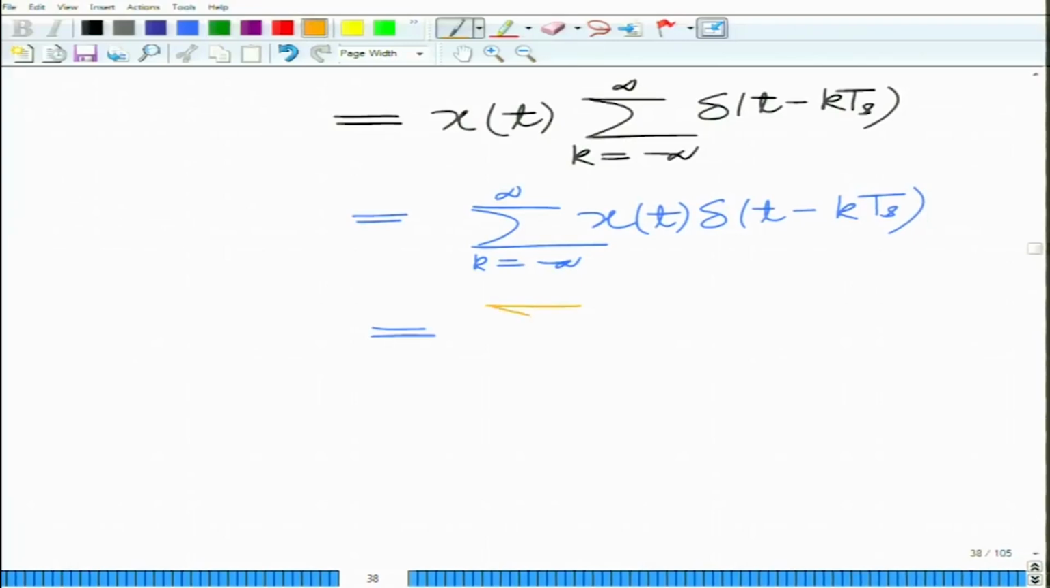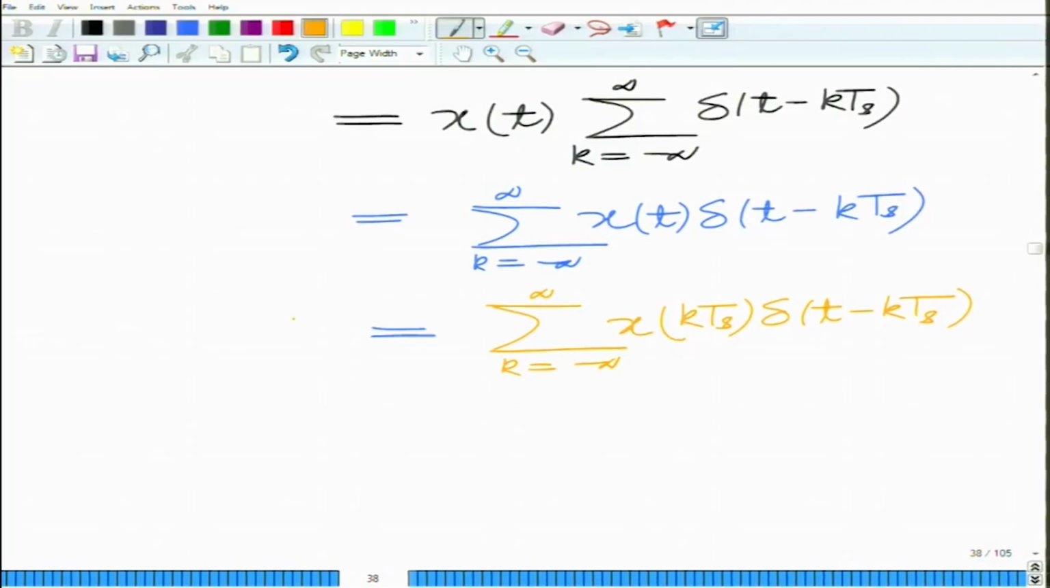So, for instance, they use the property that x t multiplied by delta t minus t naught is equal to essentially x t naught into delta t minus t naught. The impulse based at t naught, when multiplied by x t, extracts the value of x t at that value t naught. So, this is equal to summation k equals minus infinity to infinity x of k T s delta t minus k T s, and this you can denote as the sampled signal.